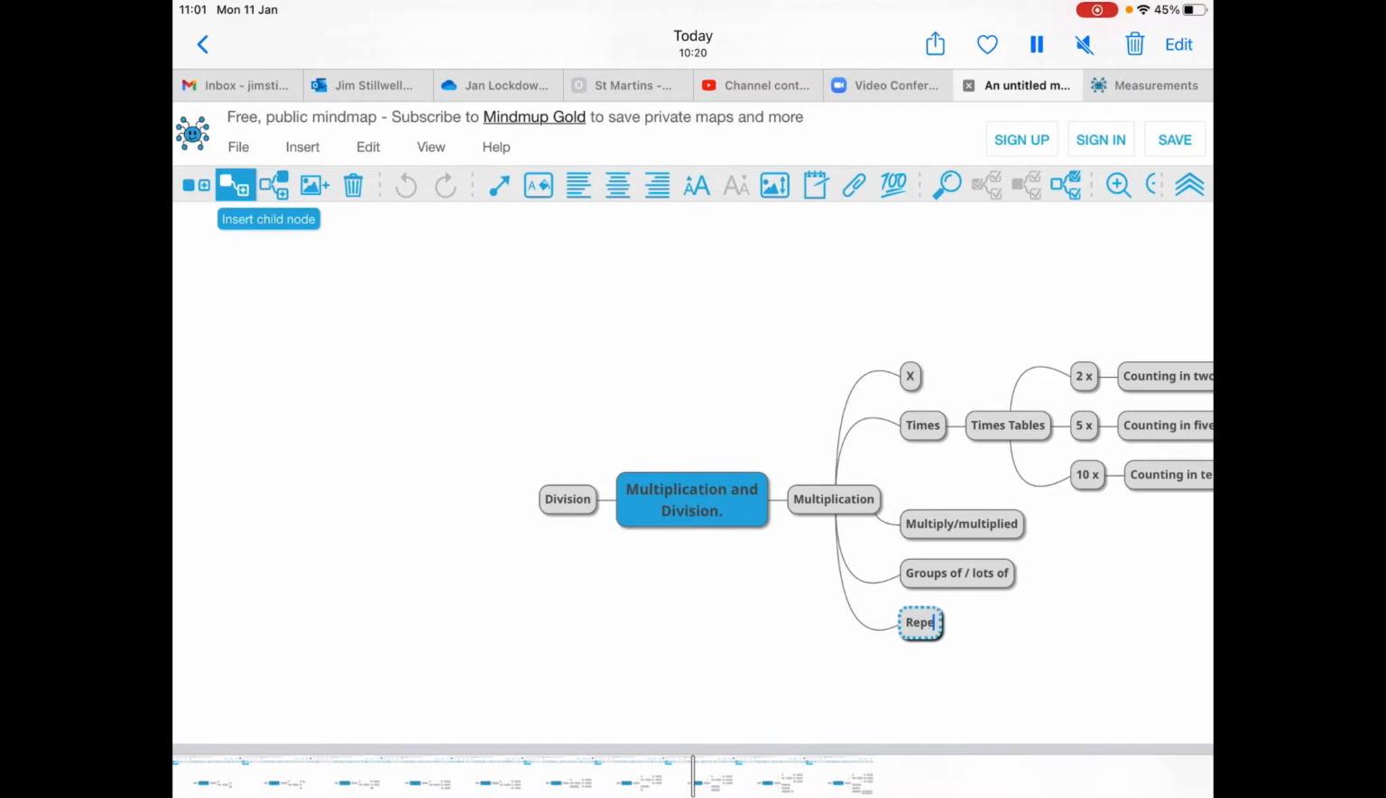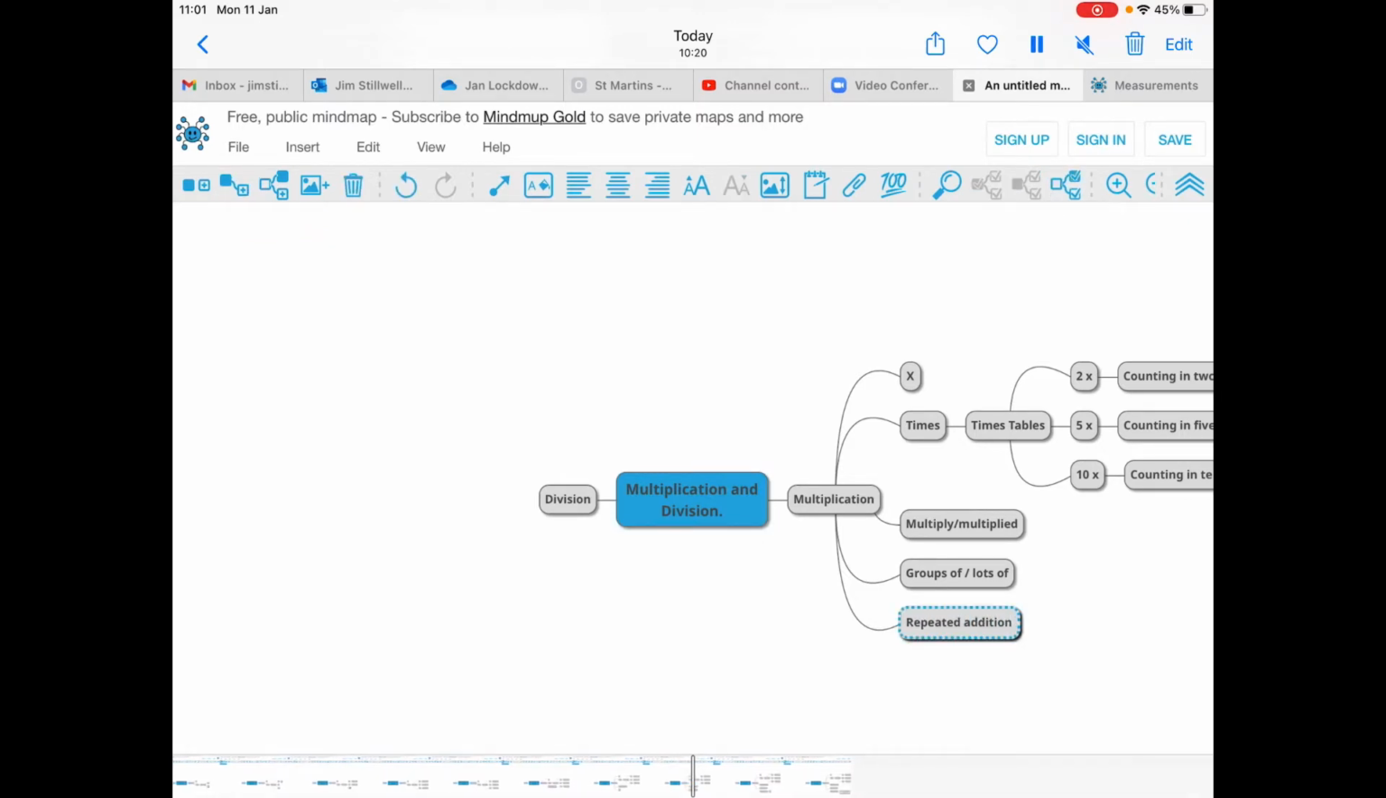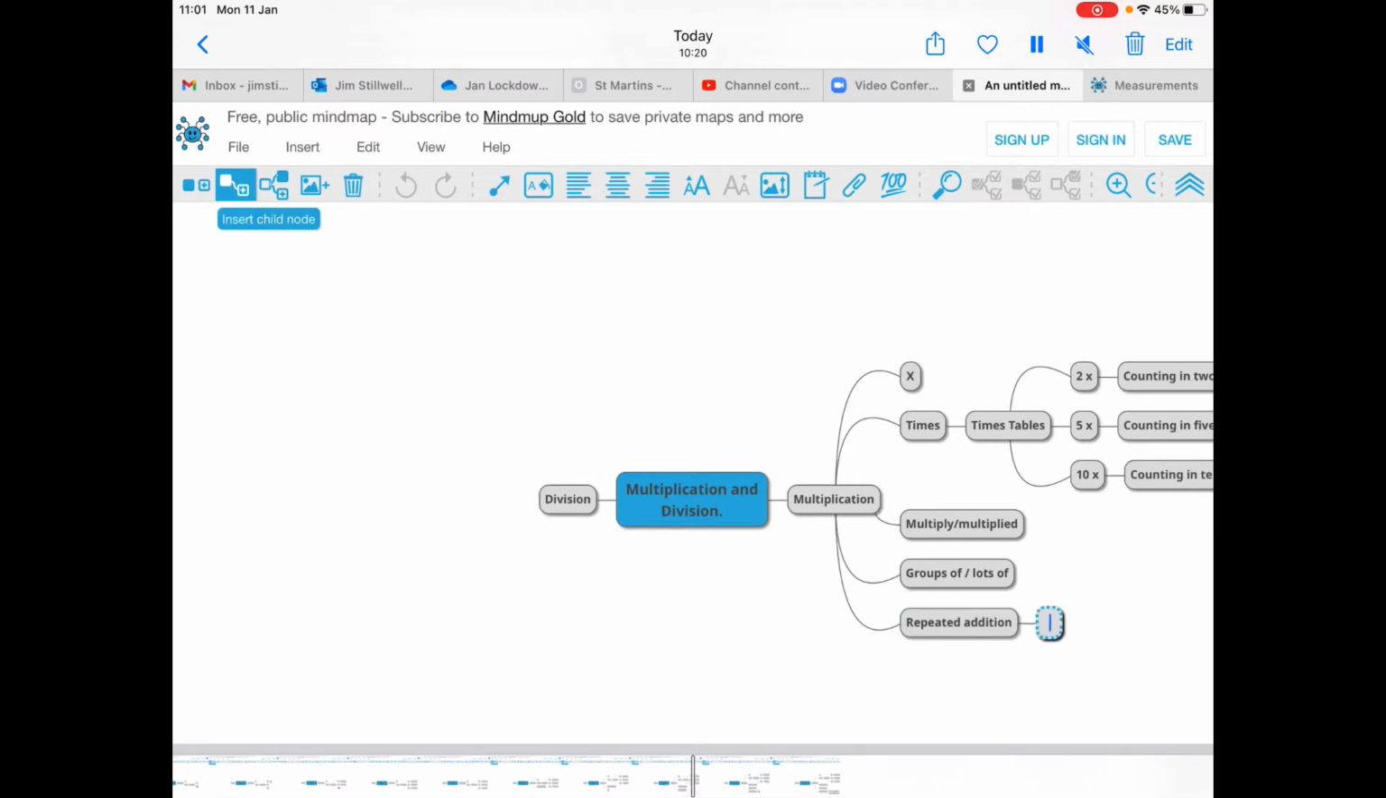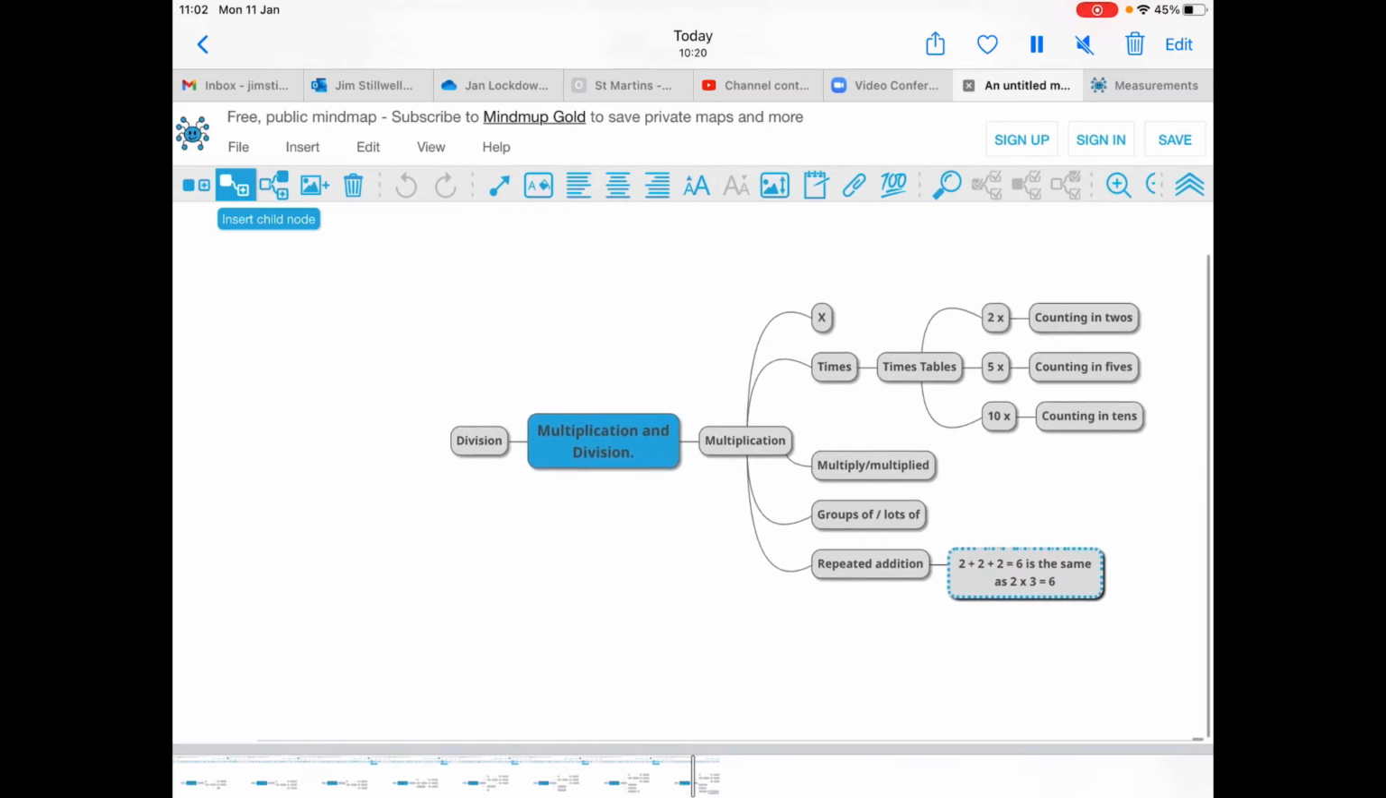And this is where this bit comes in, the repeated addition part, where we use our numbers and add on and add on. So if we were working on our 2 times table, we'd have groups of 2, and we'd use our repeated addition and go 2 plus 2 plus 2 equals 6. And this works out to be the same as 3 groups of, or 3 times 2, and it will give us the same answer, which is the number 6.